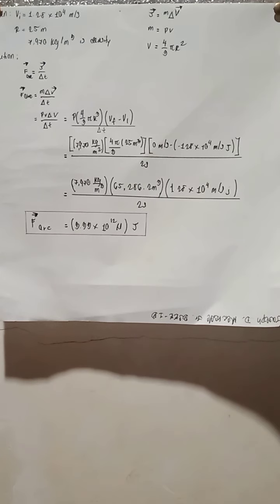The problem says the velocity at impact is negative 1.28 times 10 raised to the power 4 meter per second. The final velocity is 0. Also, we guess the same direction as the change of velocity vector delta v.